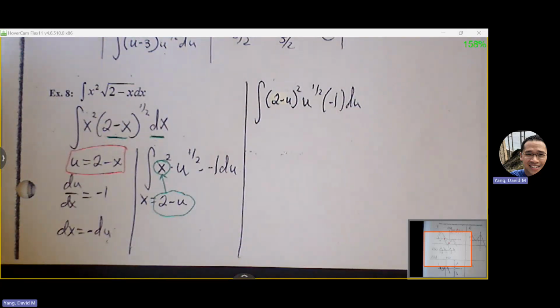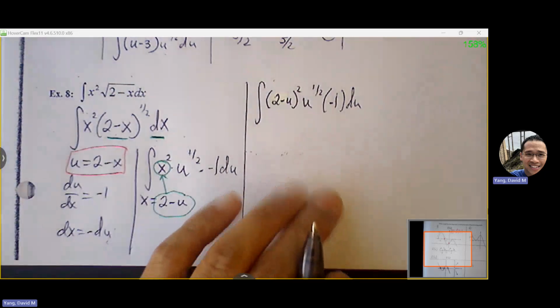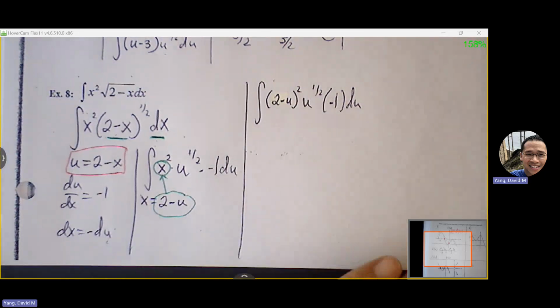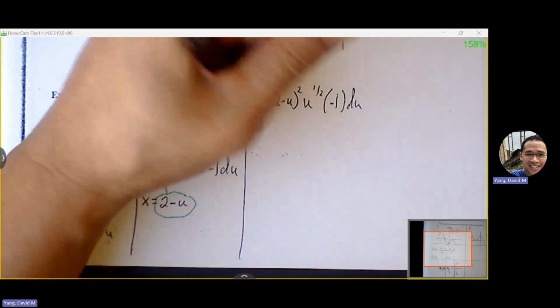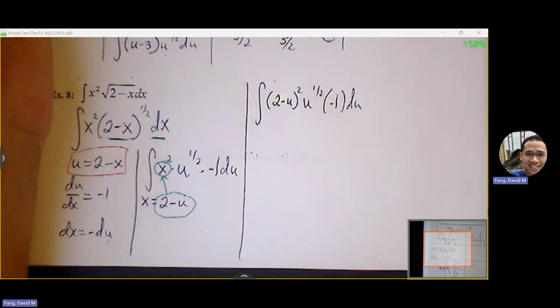Yes, I use pen. It's just when I do pencil, it doesn't show up as nice. So I know I should be using pencil, but just for presentation purposes, I use pen.